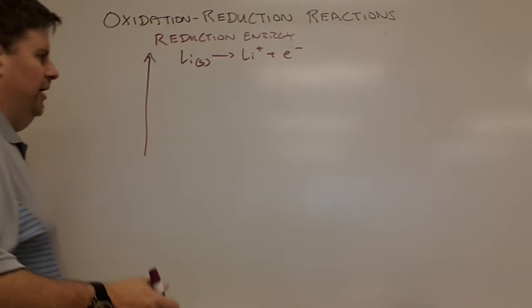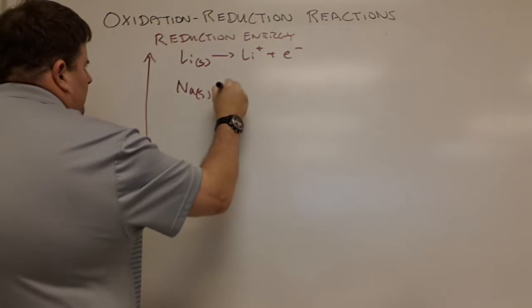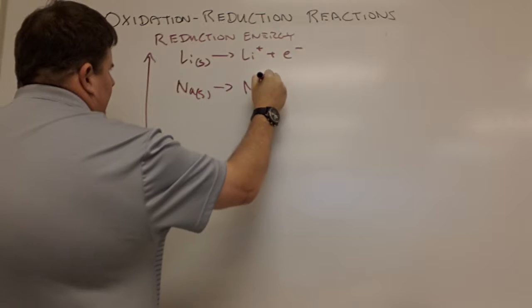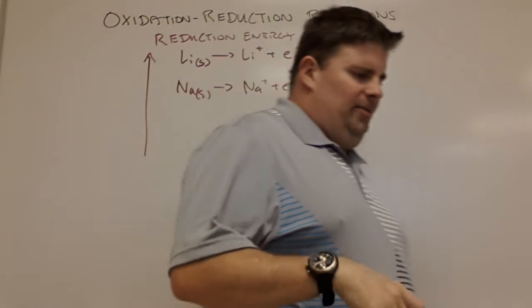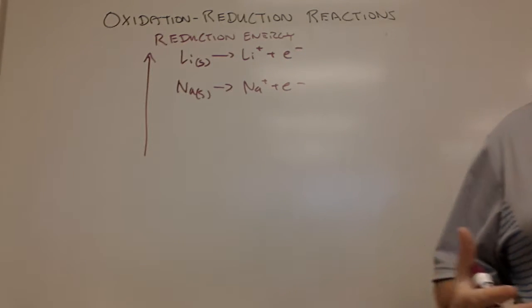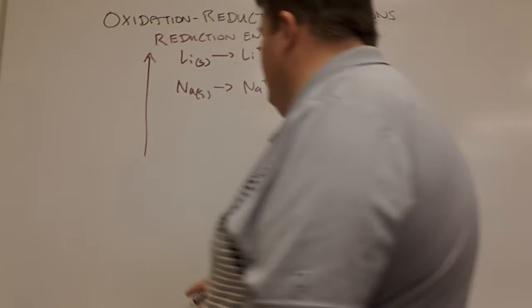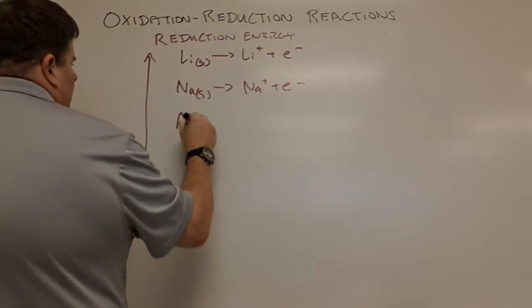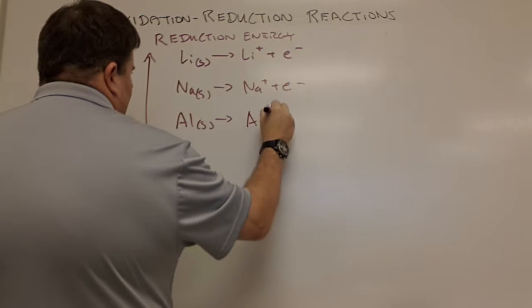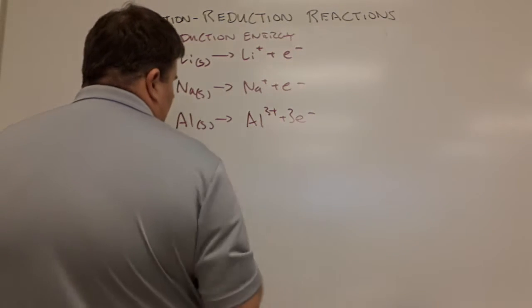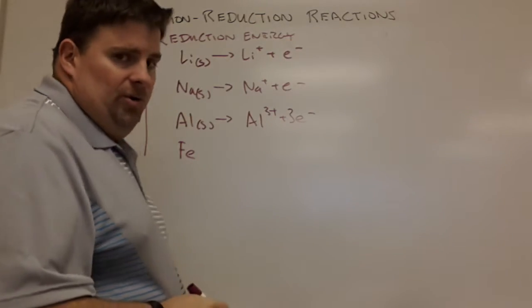So as I go down, you'll see that there are things like sodium. Sodium is going to do the same thing lithium does. And as we go down the table, we find that it's going to be harder and harder to oxidize some of these things. So we get down to, say, aluminum. And aluminum is going to go to Al3 plus 3 electrons. And then we're going to get down to things like iron. Remember, these are the ones that are hard to predict.